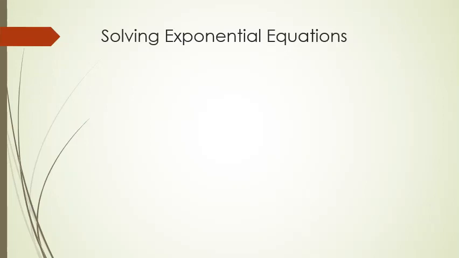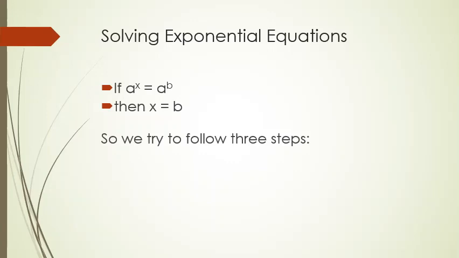So now we're going to switch gears. We're going to try and solve exponential equations. Now if we have a to the x equals a to the b, then that means that x is equal to b. That means those two exponents are the same.